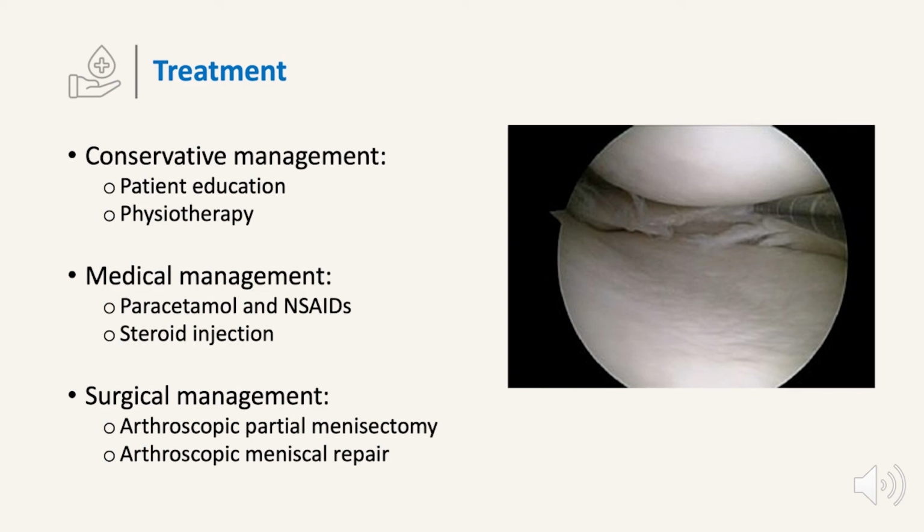If a decision is taken to go down the operative management, and this would be based on the symptoms that the patient is experiencing, then your options are to either debride and remove the torn part of the meniscus by way of an arthroscopic partial meniscectomy, or to try and repair the meniscus, again doing this arthroscopically. A decision to repair the meniscus is dependent upon the location of the tear within the meniscus, the configuration of the tear, and also any other pathology that may well be within the knee, as well as the age of the patient.